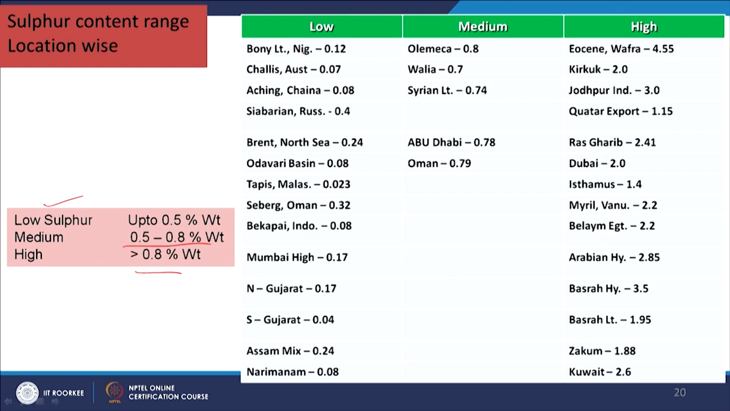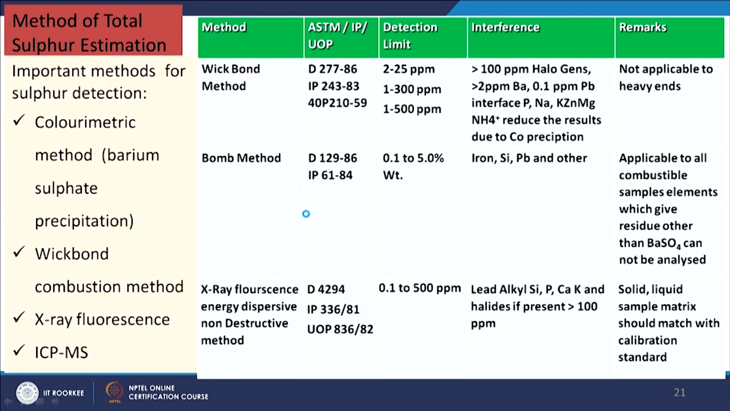These are some examples of different crude oils and different sulfur content. So, we get medium and high as well as low sulfur crude oils. As for the method of sulfur determination, there are a number of methods. Some important ones are the colorimetric method or barium sulphate method, as it is also known, the weak bond method, the combustion method, and then X-ray fluorescence method and ICP-MS. These are the different methods I have mentioned here.